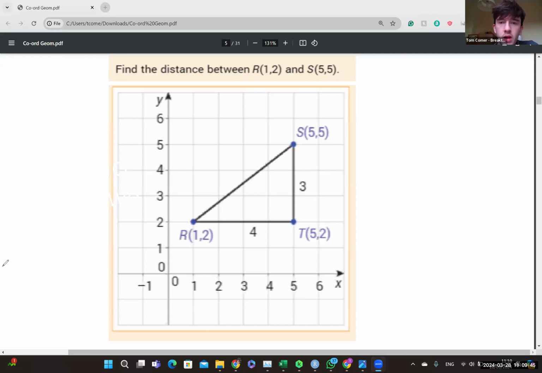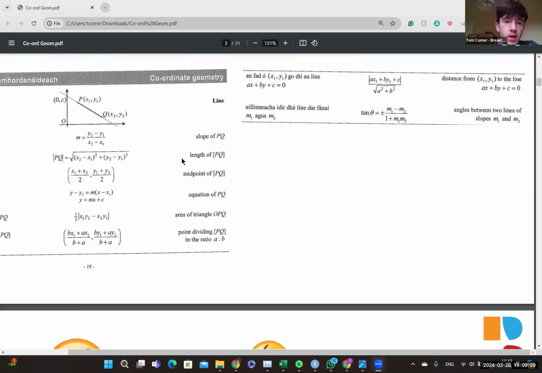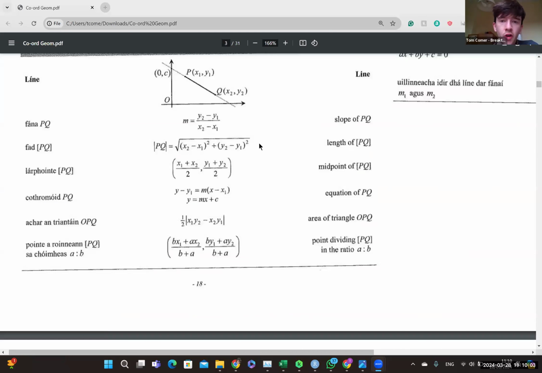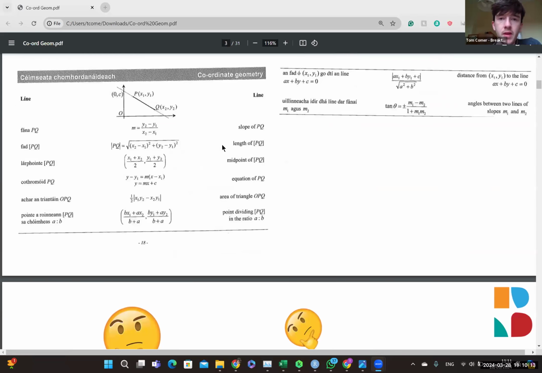Some people are asking, can I use the rise over run formula? So Kiva, the rise over run formula refers to calculating the gradient of a slope, okay? Not the length of something. And Irene has asked which log table formula. That's a really good question, Irene. If we were to go to our log tables, we're looking at length of PQ. I see this big long one here. We've got the square root of x2 minus x1 squared plus y2 minus y1 squared. So that one there is what we're looking at, okay?